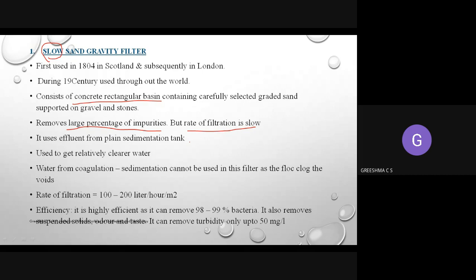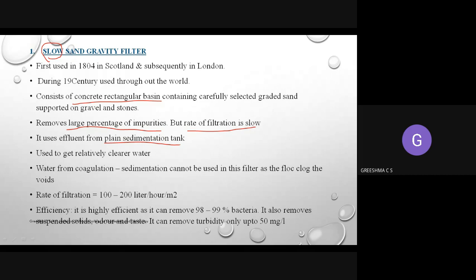Now we are using water from the plain sedimentation tank. Water from the plain sedimentation tank will be taken to the slow sand filter. At the same time, we cannot take the water from the coagulation sedimentation tank. In the previous module we studied the coagulation sedimentation tank. So water from the coagulation sedimentation tank or from the clariflocculator cannot be taken to the slow sand gravity filters. Why? Because that water will have a large amount of flocs.